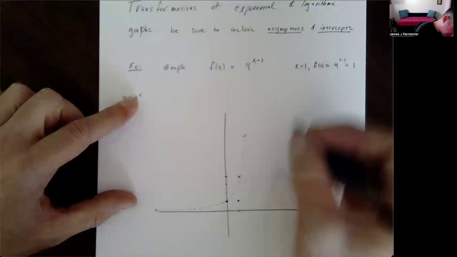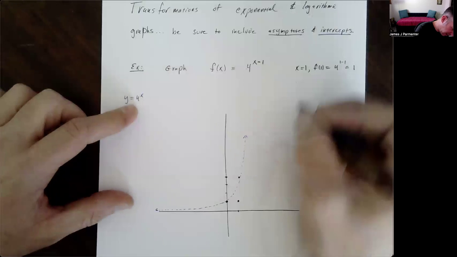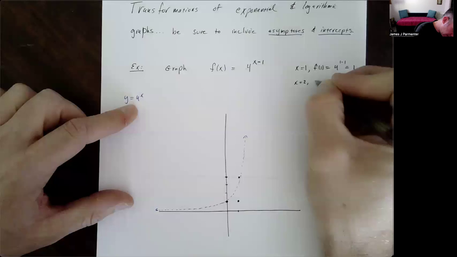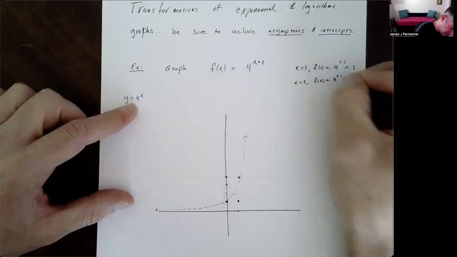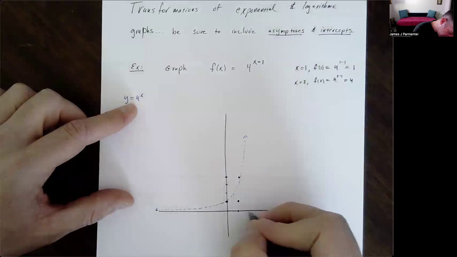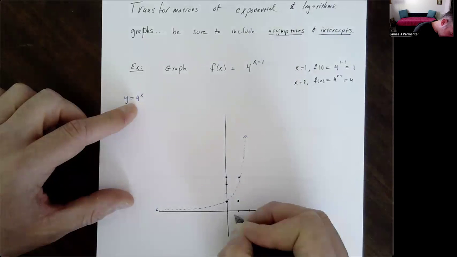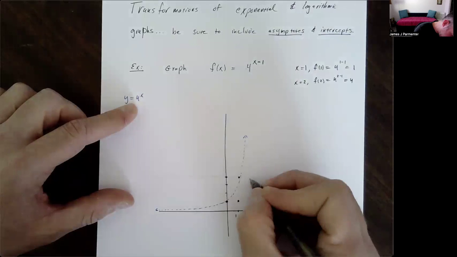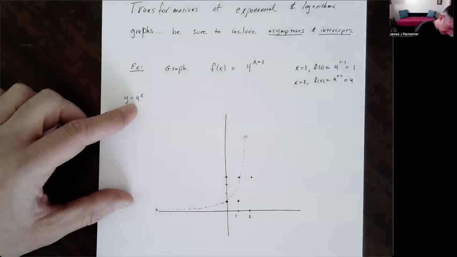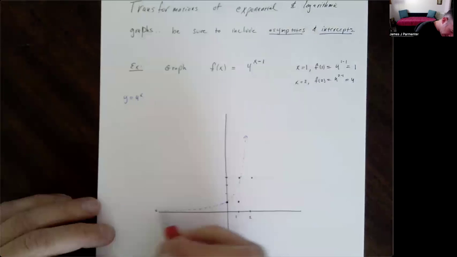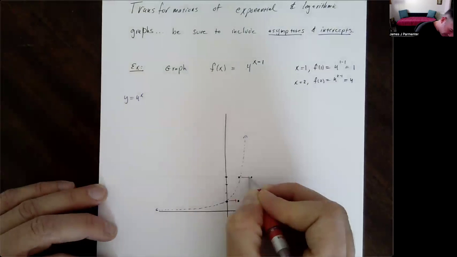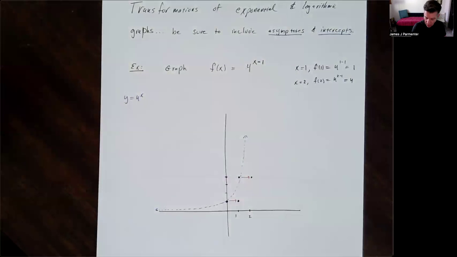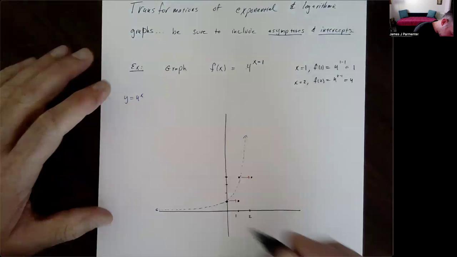Similarly, just to compare this point here, if x was 2, f of 2 would be 4 to the 2 minus 1, which is just 4 to the 1, which is 4. So I plug in 2 for x, I get 4 for y. So both of these points, the 2 points I've looked at for 4 to the x, are getting shifted 1 to the right. So this new graph is going to look like my old graph, just everything moved 1 to the right.